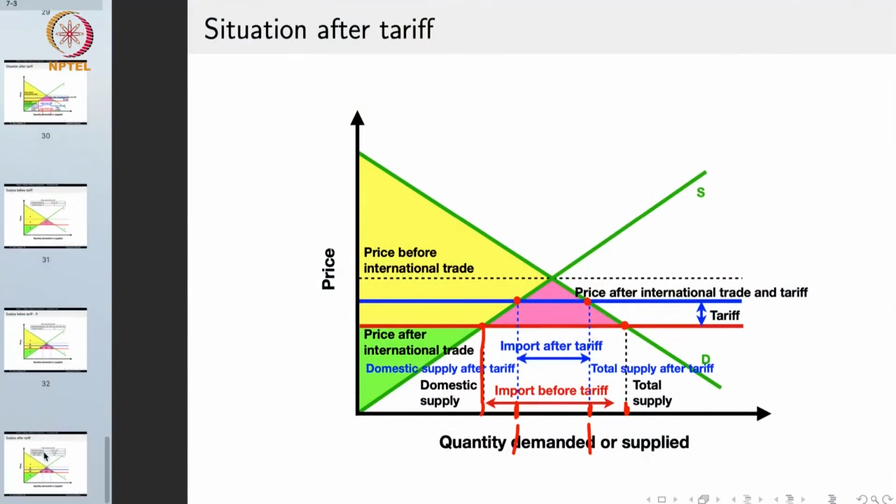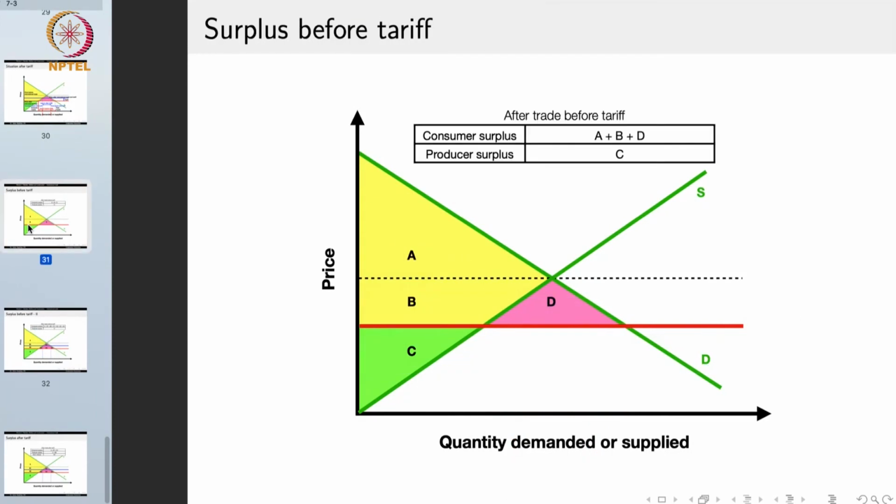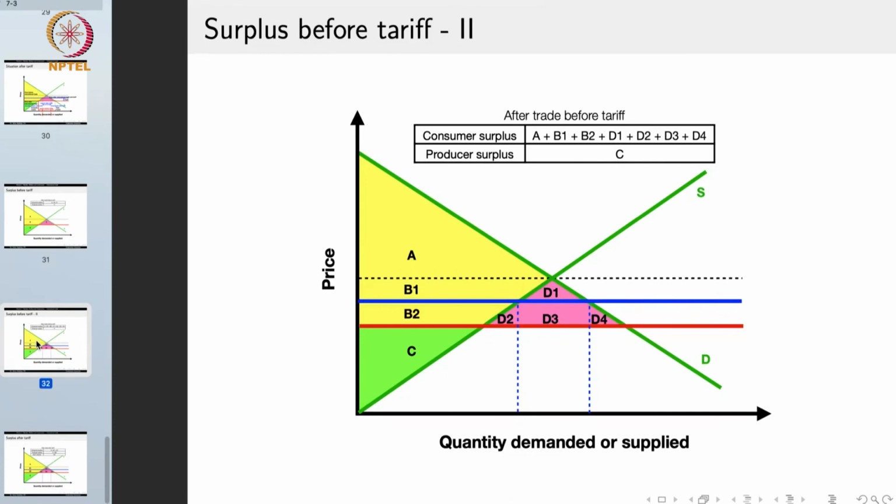Now let us analyze if it increases or decreases the total surplus. Before the tariff, we had a situation like this. So the consumer surplus was A plus B plus D. The producer surplus was C, which is what we have seen before. Now with the tariff, to analyze it, let us divide this portion B into B1 and B2, and this triangle D into D1, D2, D3 and D4. So we are not making any changes, but we are just saying that in place of writing D, the consumer surplus is now D1 plus D2 plus D3 plus D4. And in place of writing B, we are now writing B1 and B2. So the consumer surplus remains the same: A plus B1 plus B2 plus D1 plus D2 plus D3 plus D4. And the producer surplus is C. So this is the situation before the tariff.